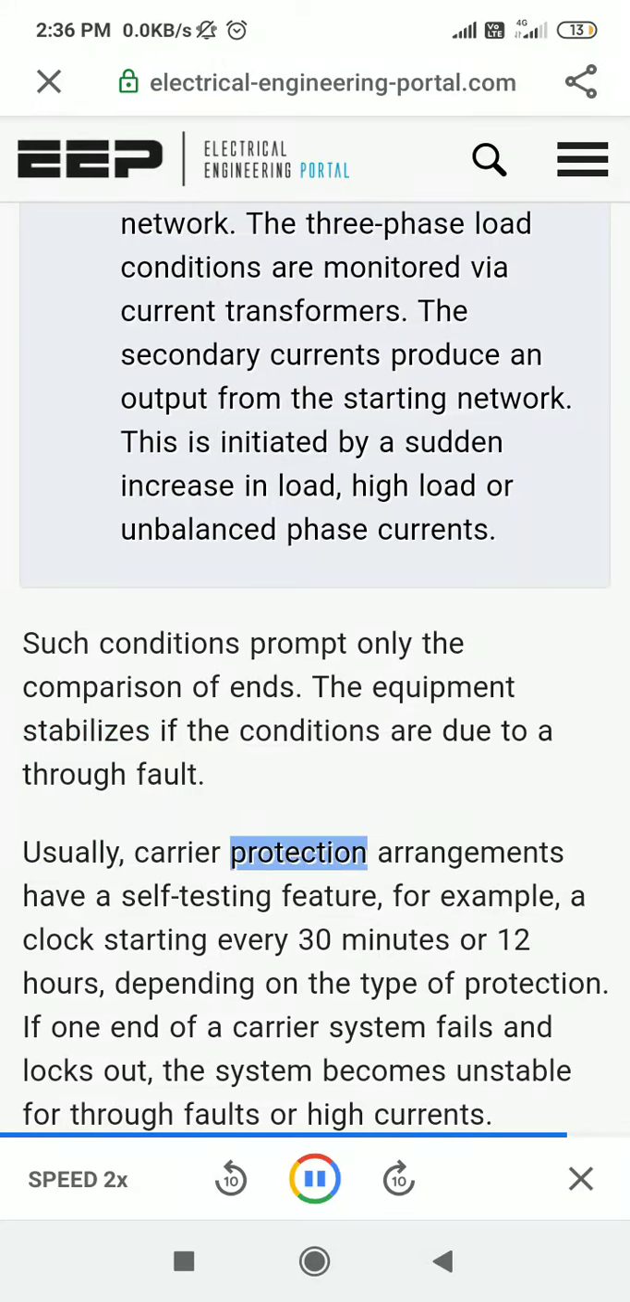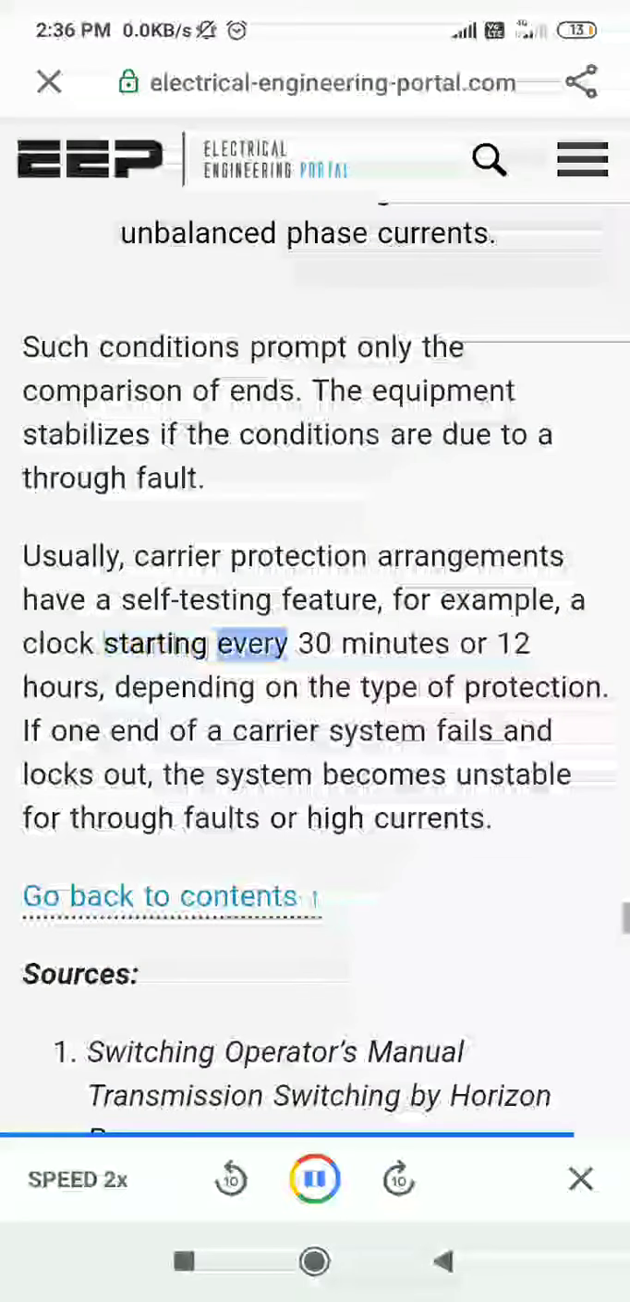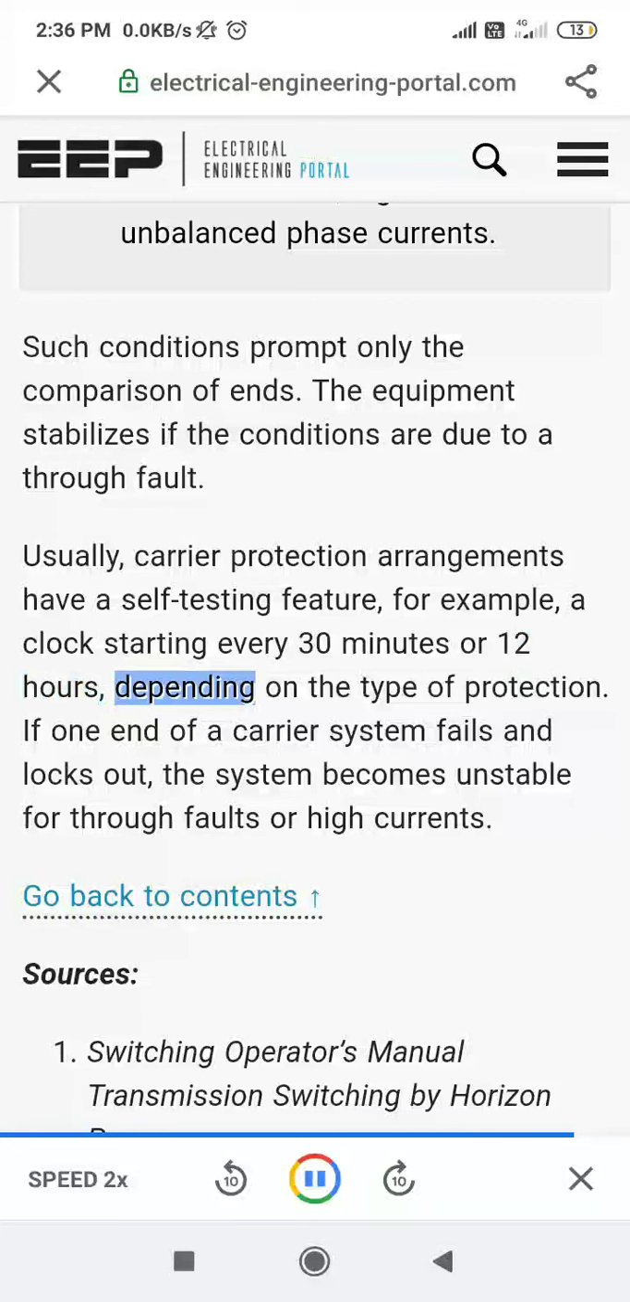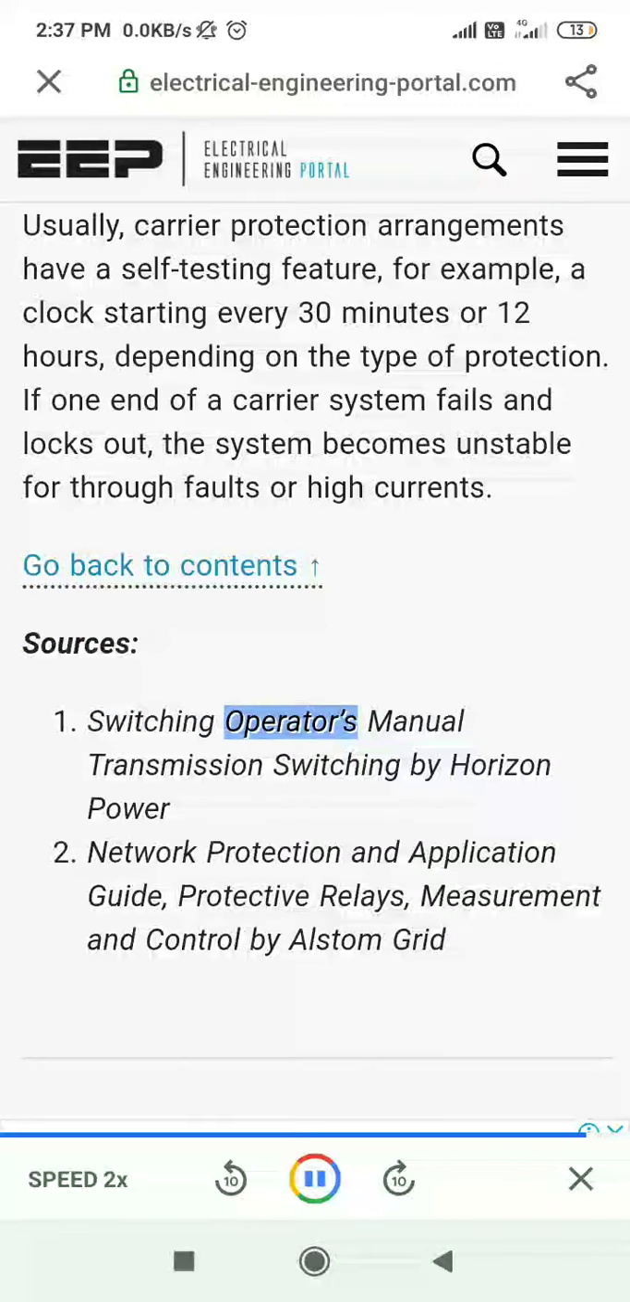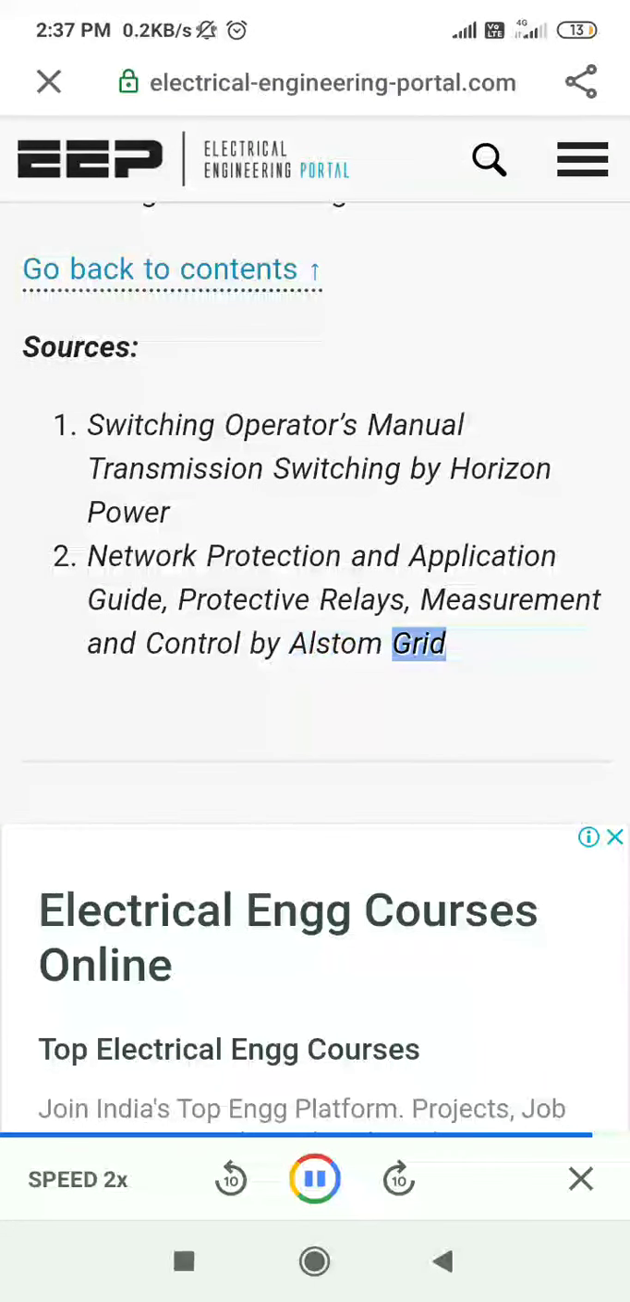Usually, carrier protection arrangements have a self-testing feature, for example, a clock starting every 30 minutes or 12 hours, depending on the type of protection. If one end of a carrier system fails and locks out, the system becomes unstable for through faults or high currents. Sources: Switching Operators Manual, Transmission Switching by Horizon Power. Network Protection and Application Guide, Protective Relays, Measurement and Control by Alstom Grid.